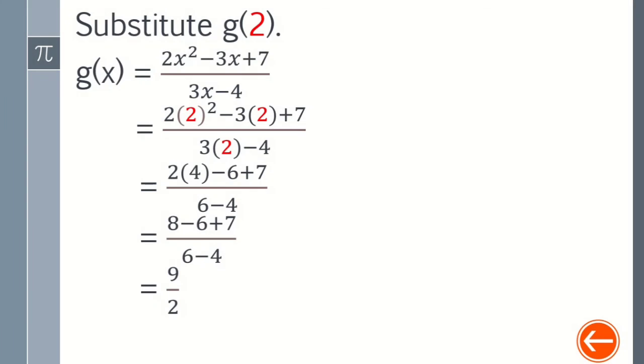Because, evaluate natin si 2. Kaya, magiging 2 times 2 is 4. And then, negative 3 times 2 is negative 6. So, 2 times 4 is 8 minus 6 plus 7. Kopya lang. Evaluate na natin si 3 times 2 is 6 minus 4, yung kanyang denominator. So, 8 minus 6 plus 7 is 9. And then, 6 minus 4 is 2. Kaya ang tamang sagot natin, 9 over 2.